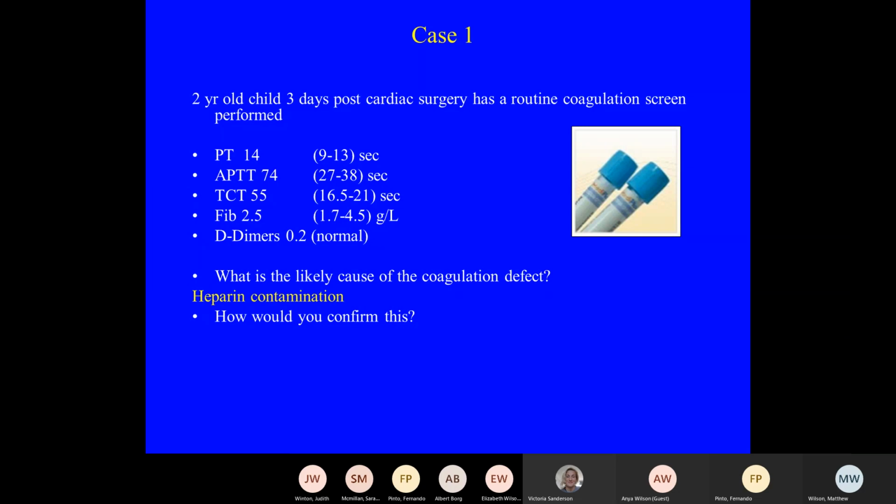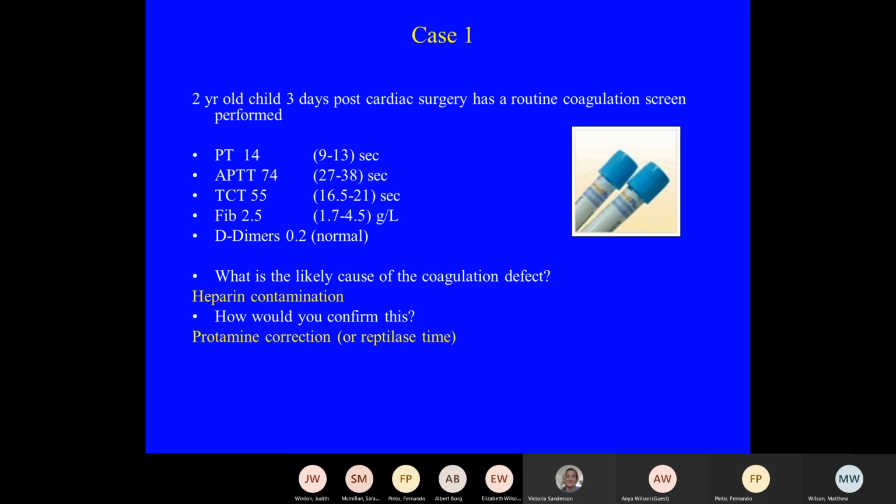So how would you confirm this? You think that this sample is contaminated with heparin because you've got a prolonged APTT and a prolonged thrombin time. It's either contaminated with heparin or this baby is still on the circuit, on the bypass, where you have to anticoagulate them with unfractionated heparin. So how do you prove that there is heparin in the sample that's in the bottle that went to the lab?